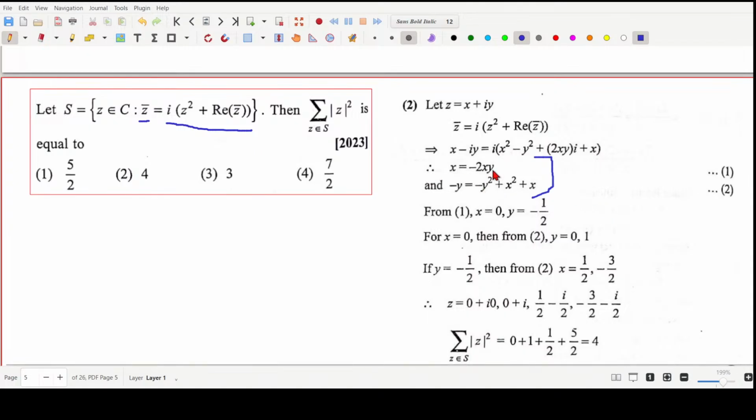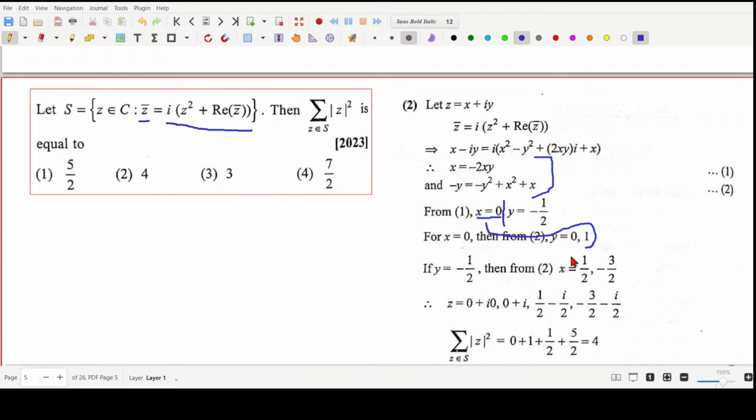Okay, x equals 2xy. That means either x is straight away 0, or if x is not equal to 0, y equals minus half. So either x is 0 or, from the first equation, if x is not 0, y equals minus half.